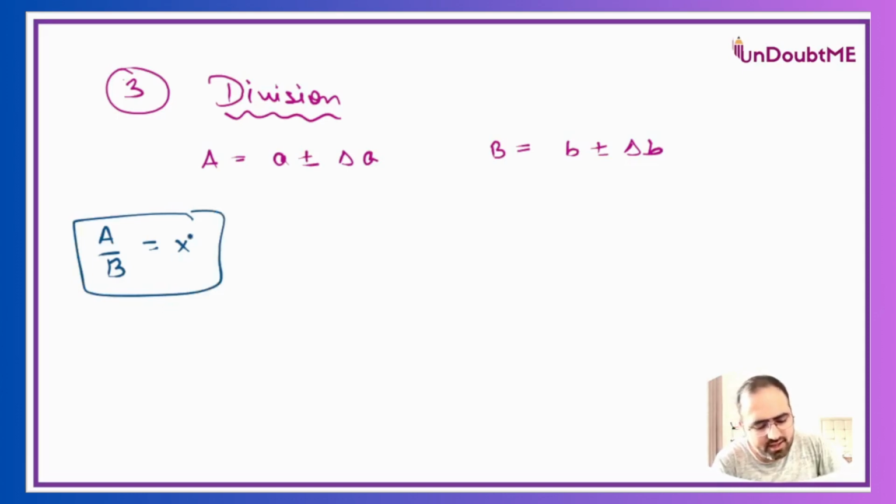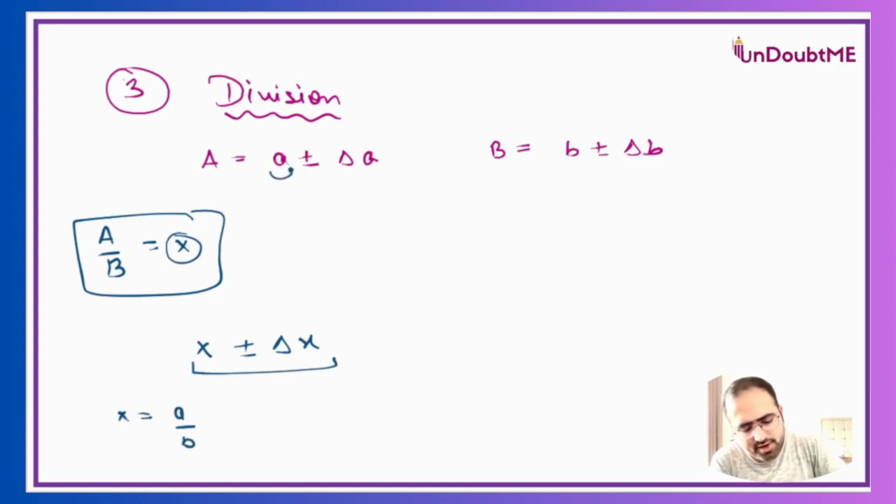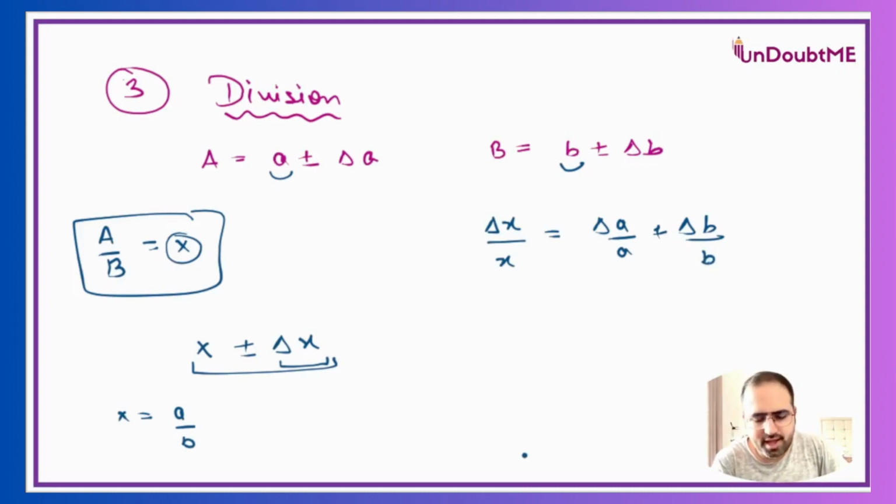This X will have two components: the value and plus minus delta X, because every time we write any quantity, we write it in this form. So the value of X will be A by B, because we are literally dividing these components. But when we talk about delta X, it is a bit different. For finding the value of delta X, we do it like this: delta X over X is equal to delta A over A plus delta B over B. And if you want, you can add plus and minus in front, but we are going to put it here as it is.